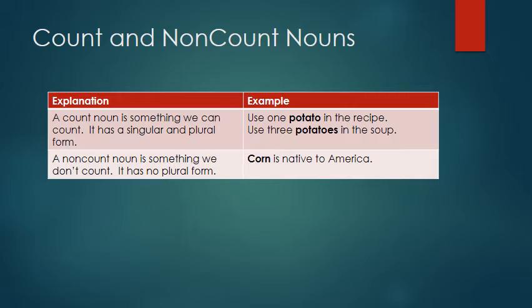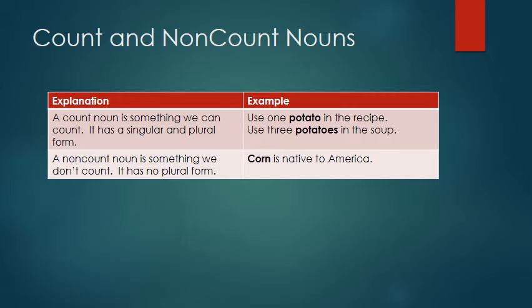So let's first talk about what a count noun is. It's just what it sounds like. It's a noun that can be counted. What that means is that it has a singular and a plural form. So in the first example, it says use 1 potato in the recipe. That's singular. And use 3 potatoes in the soup. That's plural. So a count noun is something that you can count. That's the general rule. It does get more confusing than that.